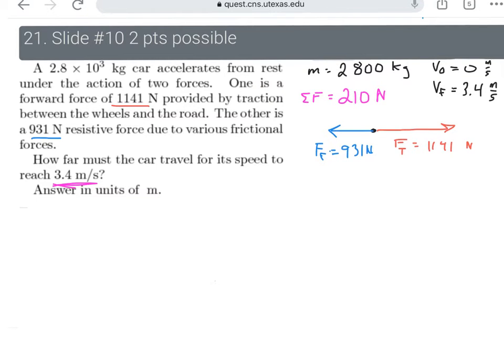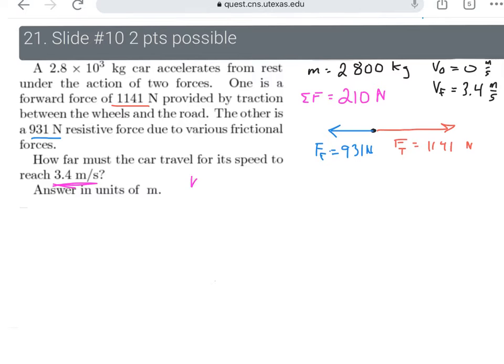Now that I have that, now we can start piecing together and try to figure out, well, what's our goal? Our goal is to figure out, well, how far must the car travel to reach this final velocity? Now, as always, we can do this with kinematics. We could use force and mass to find acceleration, and then use the velocity and acceleration to figure out distance. We could do it that way, but this is the energy section, so we're trying to do this using work and energy. So we're going to use the work-energy theorem.